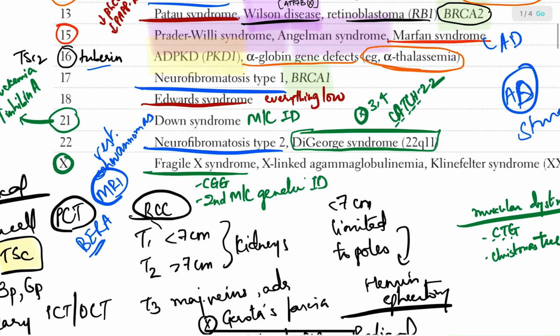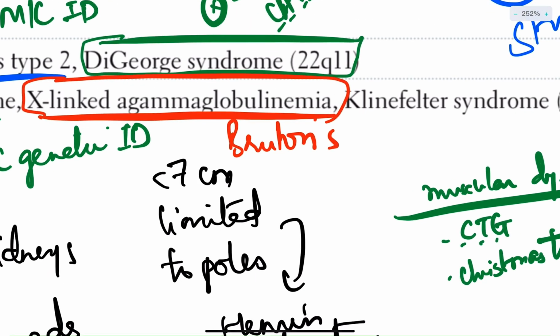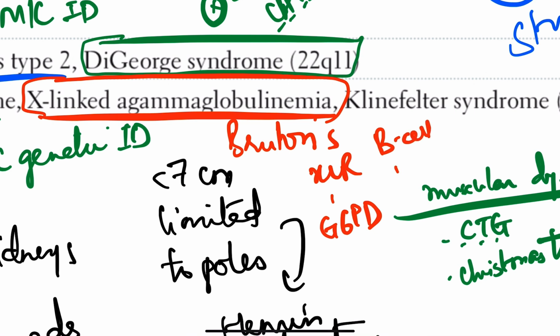Alright, Fragile X, we've done CGG, macroorchidism, second most common cause of genetic intellectual disability. Talking now about X-linked agammaglobulinemia, which is also called Bruton's agammaglobulinemia. Remember, this is X-linked recessive, just like G6PD deficiency, right? And the defect over here is in BTK, which is a tyrosine kinase protein, because of which there is no B cell maturation.